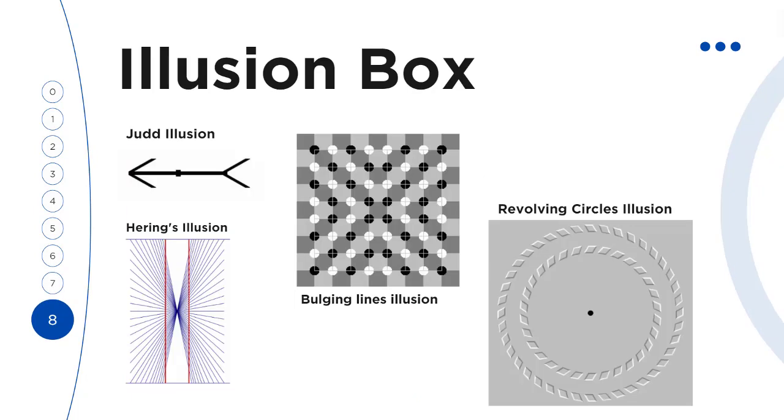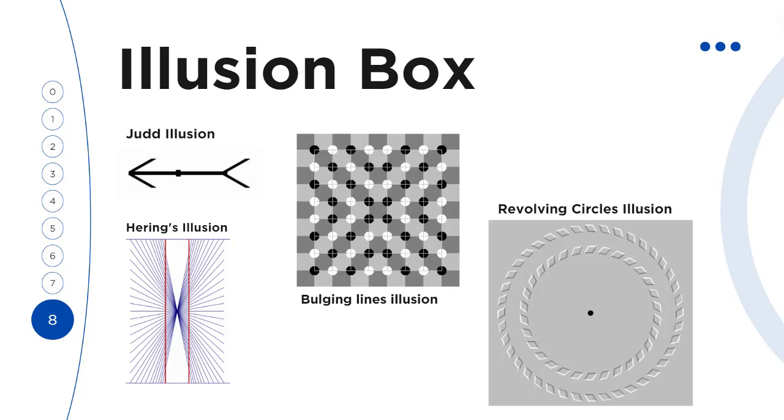And next up, we have the illusion box. This one is very interesting. This one I'm really looking forward to working on. This will basically just be a collection of all types of optical illusions. For example, here you have the Judd illusion, right? The point is, it looks like it's skewed towards the left, but it's actually in the center, and it's messing with your mind, right?